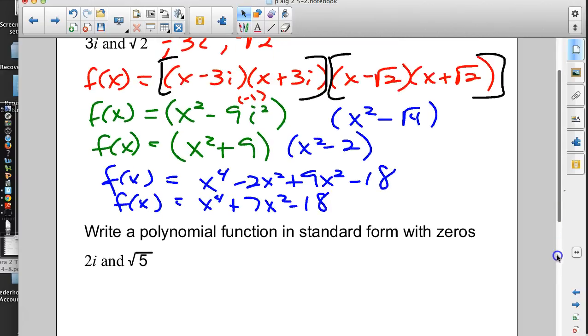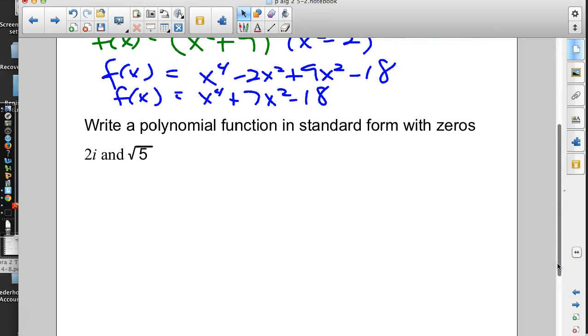All right, this one is: write a polynomial function in standard form with zeros 2i and square root of 5. Like I said, if you put that one on page 7, put the other one on page 10. We need to do this again. Make sure we're going to know what we're doing when we take this test. Write a polynomial function in standard form with zeros 2i and square root of 5.